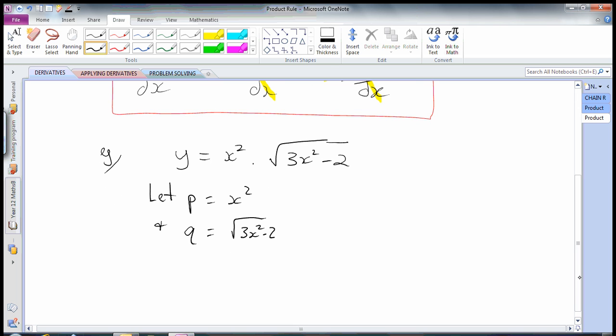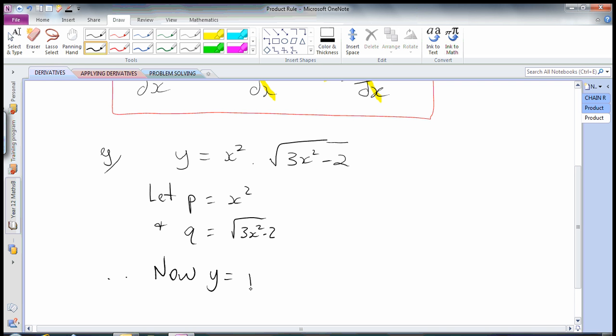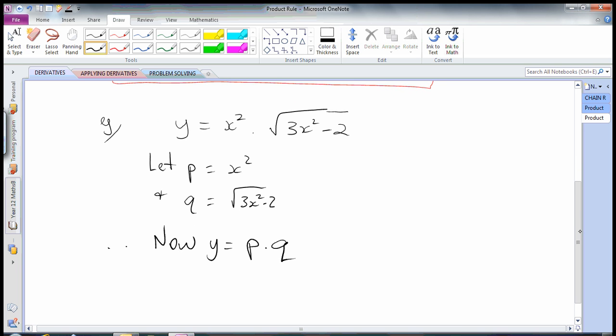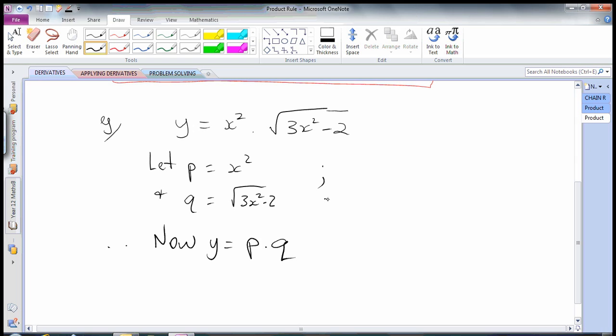That means that now my function is y equals p times q. There's nothing else in the function that I've left out. It's all there in what I have defined. Now, setting out is really important when you do the product rule and also with the quotient rule. So defining things on the left hand side, and then what I like to do is to calculate the derivative on the right hand side of the page. So I'll do that right now.